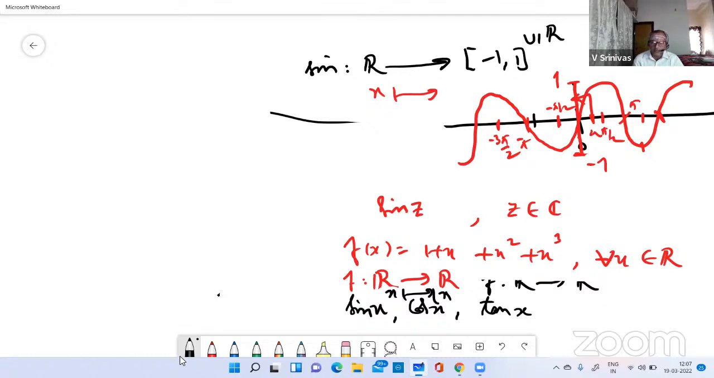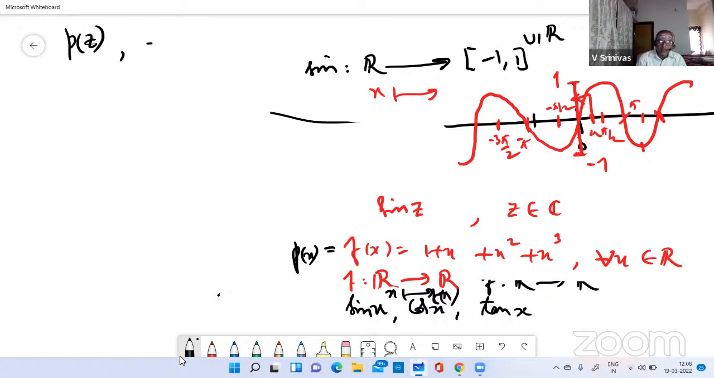Okay, this is f of x. f takes x to f of x. f of x is this cubic polynomial, 1 plus x square plus x cubed. We'll try to replace x by z. We'll try to define, let me call this p of x rather, being a polynomial, let me call it p of x. So we'll try to define p of z.